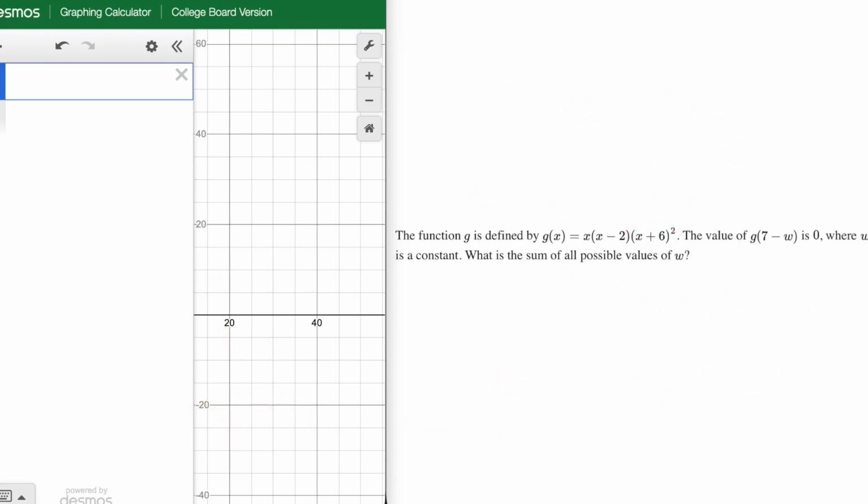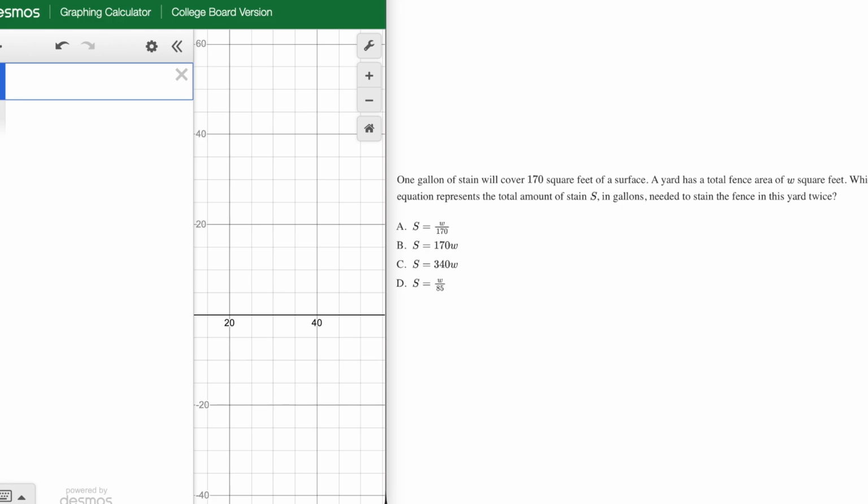Now for the next problem. It's saying that 1 gallon of stain will cover 170 square feet of surface. A yard has a total fence area of w square feet. Which equation represents the total amount of stain, S in gallons, needed to stain the fence in this yard twice? So this problem doesn't give us the length of the yard, the area of the yard, sorry, but it does give us that it's w. So 1 time would be w, 2 times to stain the fence would be 2w.